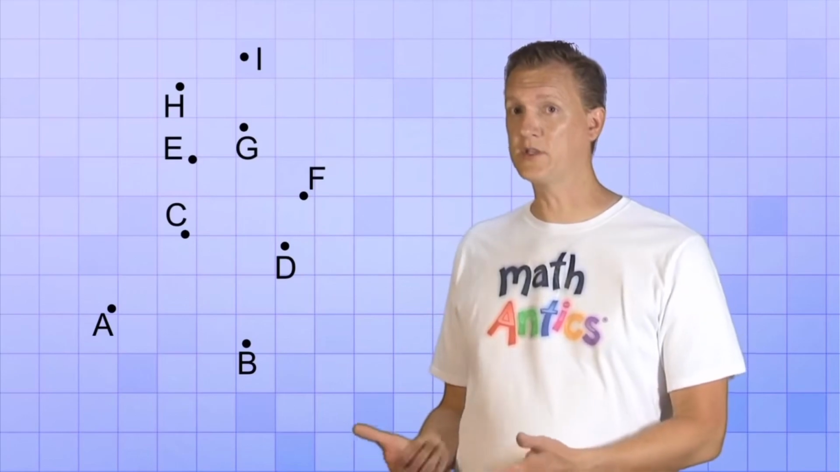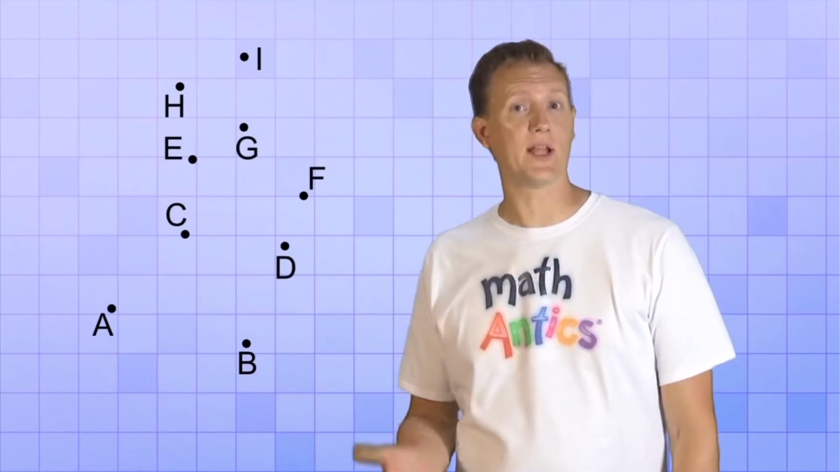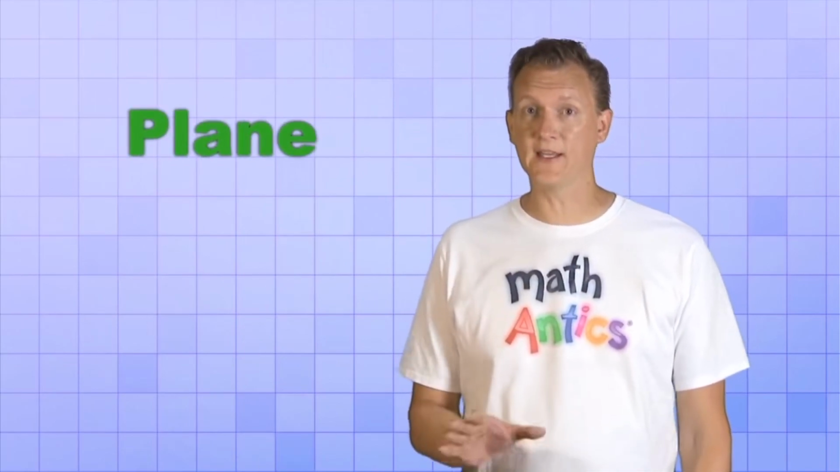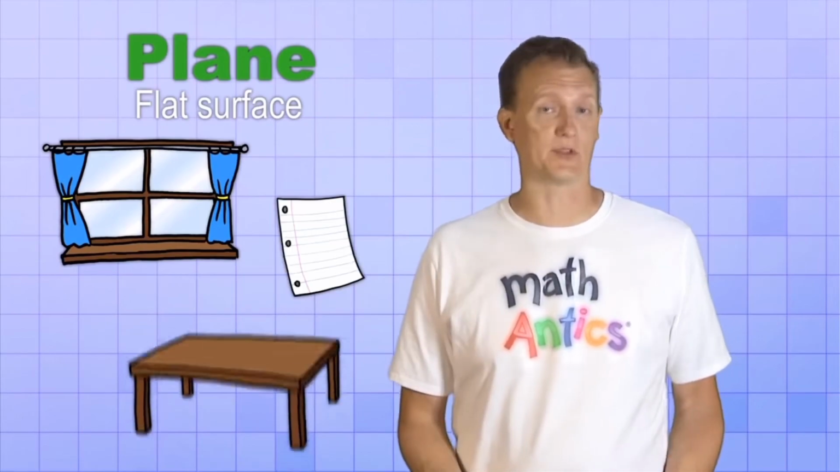It looks like all the points are the same depth on your computer screen, right? And if they were, we'd say that they're all in the same plane. And that's because your computer screen is a plane. It's a flat surface like a window or a sheet of paper or a tabletop.